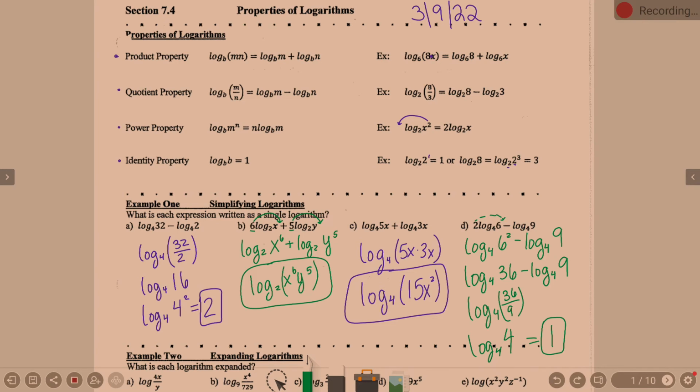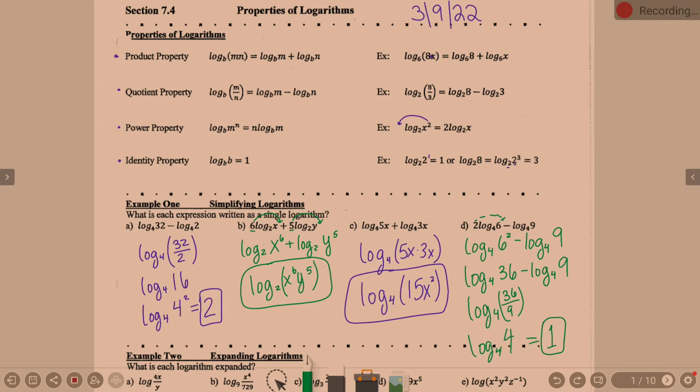Is it always like that? It'll always be 1 if it's like log base 4 of 4. Yes, if these 4s match and there's no exponent here, it's a 1. Unlike this first one, though, the 4s match, but there's an exponent of 2, so my answer was 2. It's always whatever that exponent is.